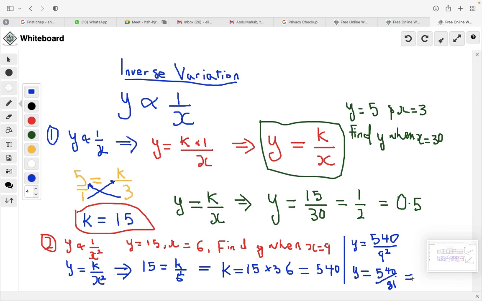Okay, we get approximately 22.2. So that will be the value of y, approximately 22.2. Okay, so this is how we do direct variation and inverse variation.